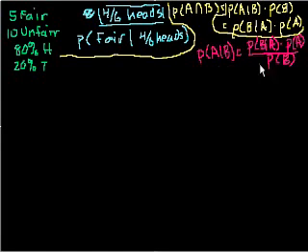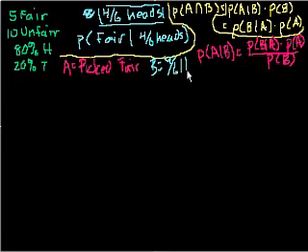So what are A and B in the problem we're trying to figure out? We want the probability that I picked a fair coin given that I got 4 out of 6 heads. So in this situation, A is that I picked a fair coin, and B is 4 out of 6 heads.